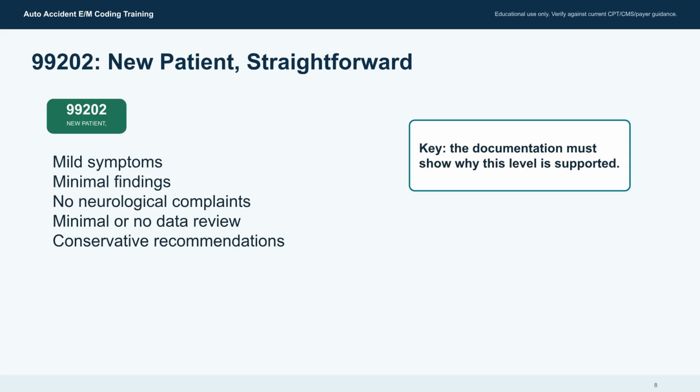A 99202 is appropriate for a straightforward new patient visit. In an auto accident case, this could be a patient with mild neck soreness after a low-speed collision, no neurological symptoms, no significant functional limitation, no imaging review, and simple conservative recommendations. The risk is minimal, the problem is uncomplicated, and the provider's decision-making is straightforward.